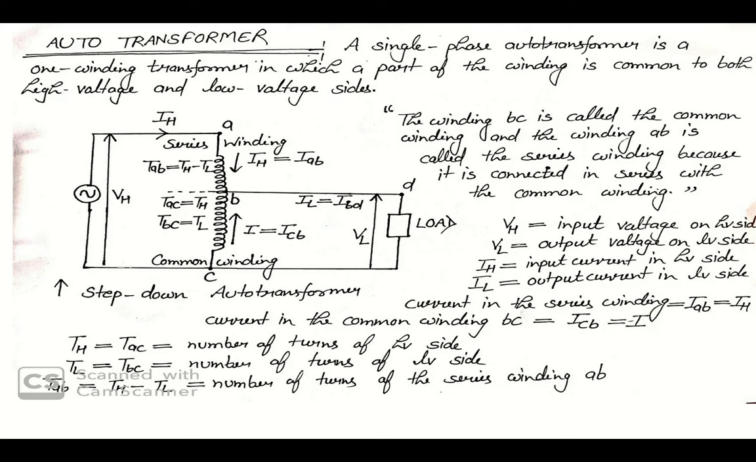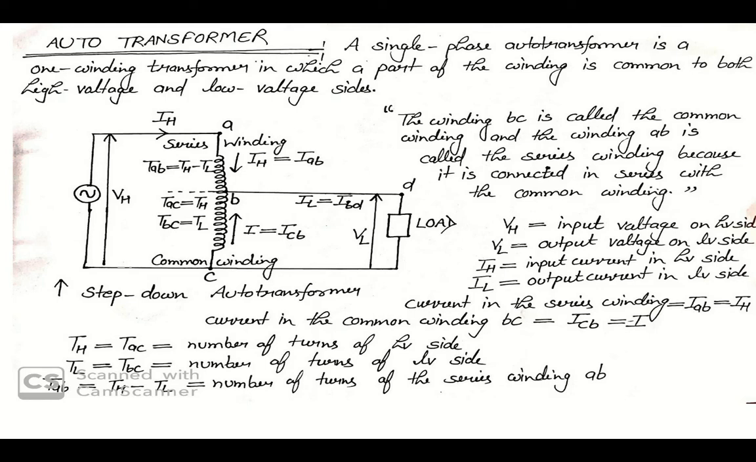The next advantage is that, since one winding has been completely eliminated, the resistance and leakage flux of this winding are zero. Hence the voltage regulation of the auto transformer is superior because of the reduced voltage drops in the resistance and reactance. The next advantage is that an auto transformer has variable output voltage when a sliding contact is used for the secondary. So these are the advantages of the auto transformer.